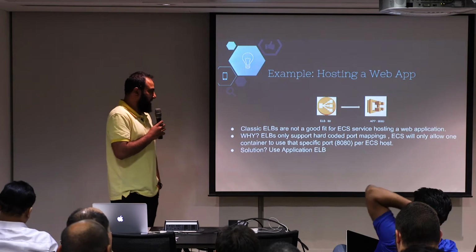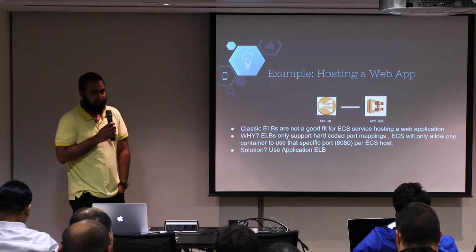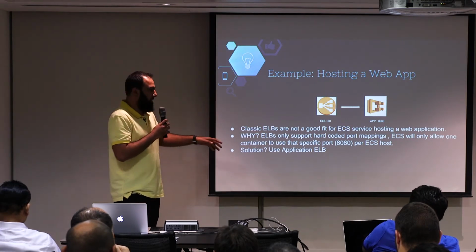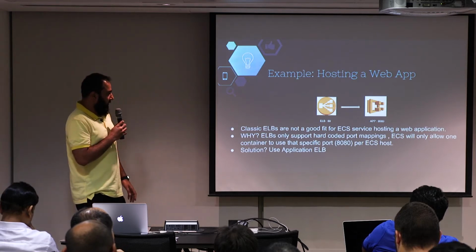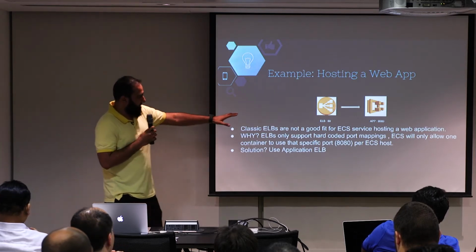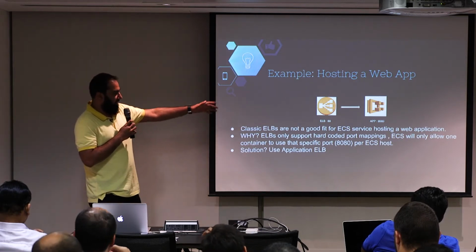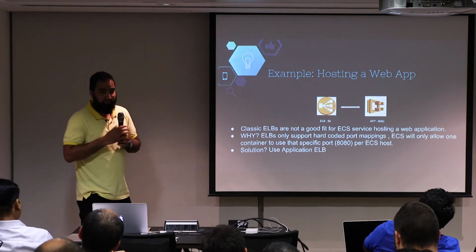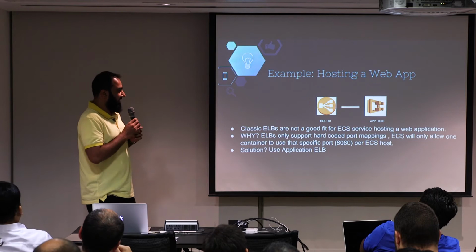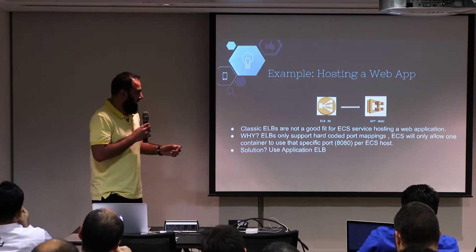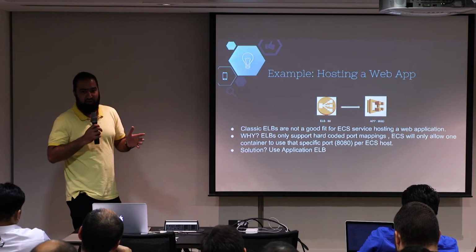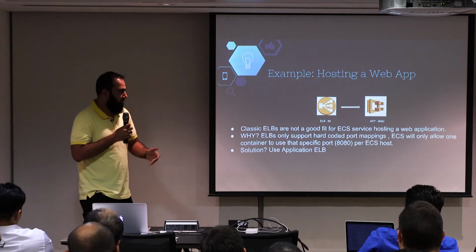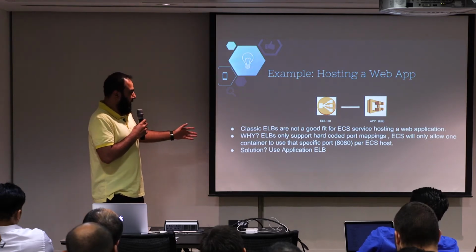Let's start with the example. We are using it to host a web application. All my slides and my example are based on hosting a web application using AWS ECS service. With classic ELB, if you're hosting an application which is listening on port 8080, and you want to expose it outside, classic ELBs are not a good fit for ECS because they can only support static port mapping. And if you want an auto-scale environment, of course, the container cannot run with the same port on the same machine. So what to do next?